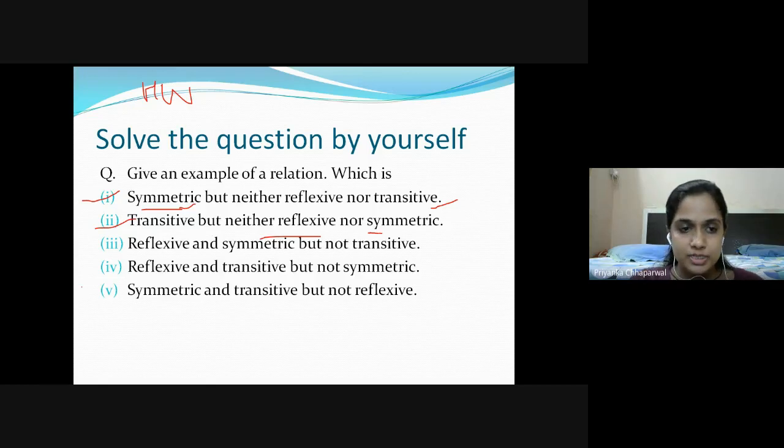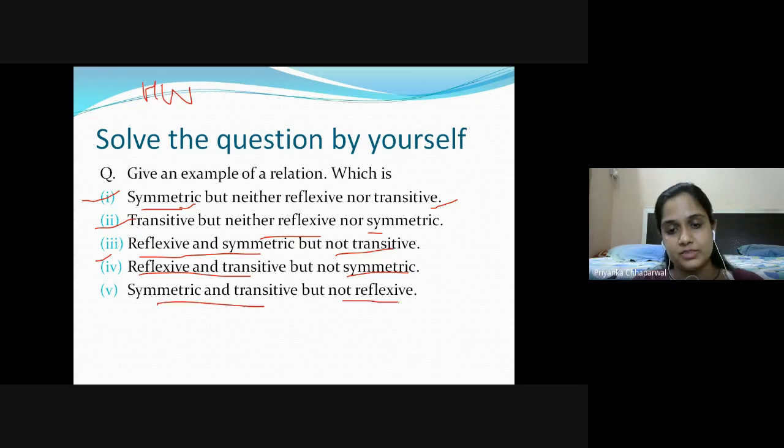In the third question, the relation should be reflexive and symmetric, but not transitive. In the fourth question, the relation is reflexive and transitive but not symmetric. In the fifth question, the relation should be symmetric and transitive but not reflexive. So you just assume the set and you assume the relation.